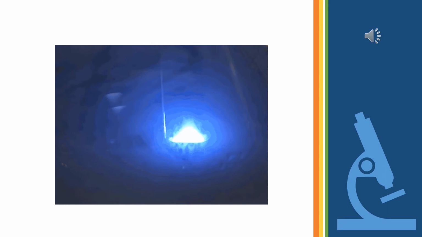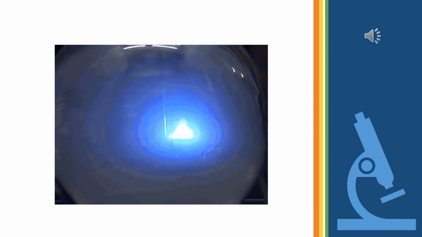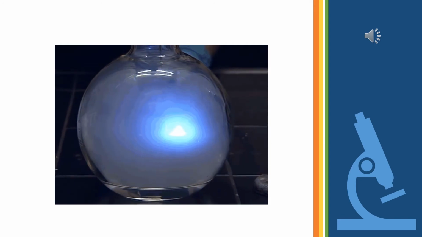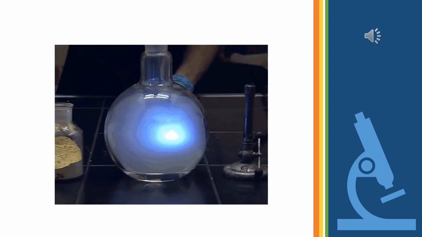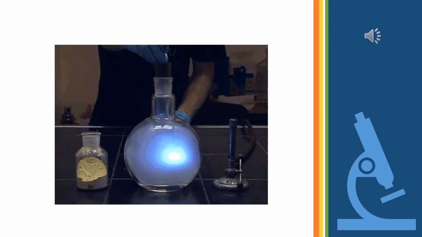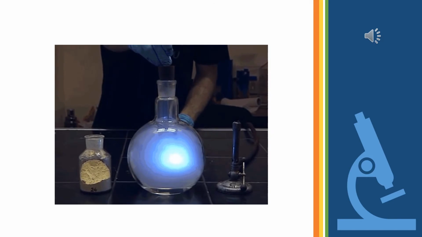Now here the sulfur is heated. Once the sulfur is heated, it will start giving out a blue color flame. This burning sulfur is taken inside this round flask. What will happen? All the oxygen will be consumed by the sulfur, and sulfur dioxide gas will be formed. This sulfur dioxide gas, when allowed to react with water, will form sulfurous acid, that is H2SO3.